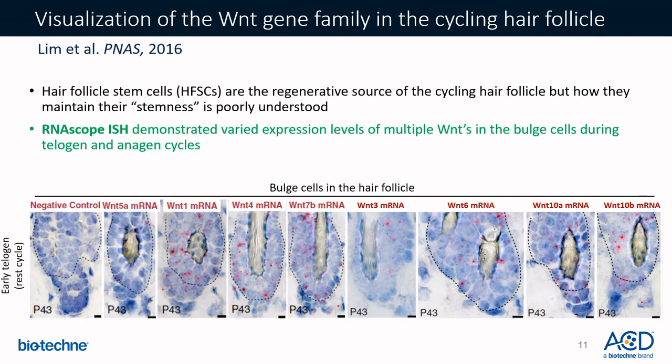So in this particular paper from the Institute of Medical Biology in Singapore, Lim and other researchers determined that the autocrine Wnt signaling in outer bulge cells maintains stem cell potency throughout telogen and anagen, while paracrine Wnt inhibition of inner bulge cells reinforces differentiation. They used the RNAscope chromogenic red assay to demonstrate varied expression levels of multiple Wnts in the bulge cells during telogen and anagen cycles.